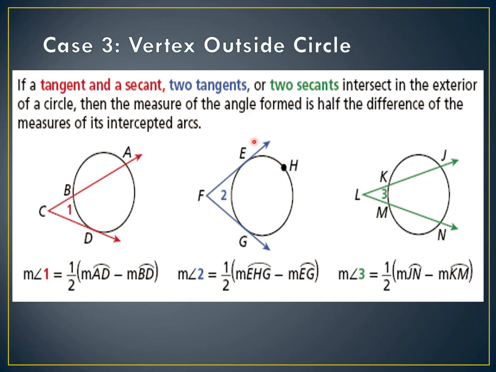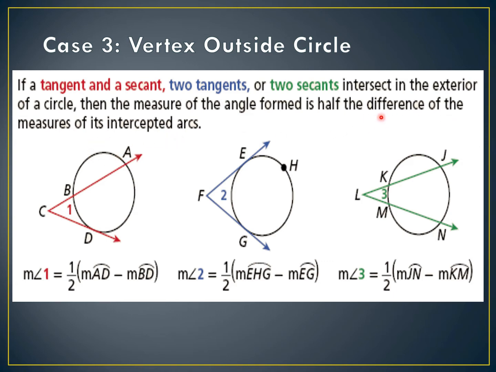On case number 3 naman, yung vertex of the angle is located outside the circle. So, dito sa figure 1, meron tayong tangent and a secant. Ito yung tangent CD and secant AC. Intersect in the exterior of the circle. So, nasa labas nag-intersect yung secant at saka yung tangent. Then, yung measurement daw ng angle na na-form is half the difference of the measure of its intercepted arc.